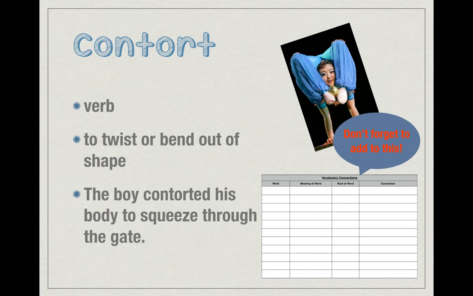The first word that uses the root torquio is contort. Contort is a verb, and it means to twist or bend out of shape. The boy contorted his body to squeeze through the gate. And don't forget to add it to your connection chart.